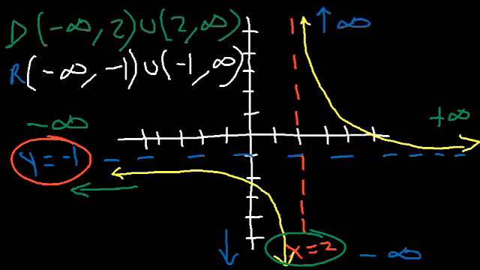So if you have horizontal and vertical asymptotes where the graph never touches those asymptotes, for the domain, remove the vertical asymptote. And for the range, make sure you remove the horizontal asymptote.